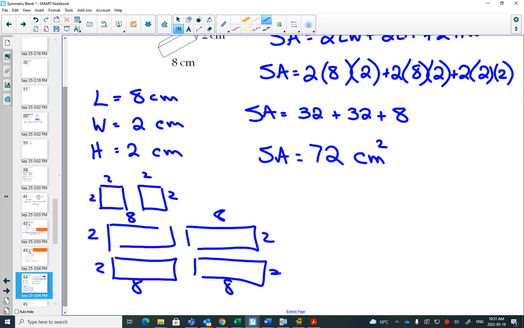If you think about the shape, you can open it up. And if you open it up, you could figure out the area of each. 2 times 2, this will be 16, 16, 16, 16. If you add up all of those areas, you also get 72 centimeters squared. And we don't need to use a formula. Formulas are nice because we can plug things in. But sometimes it's nice to be able to understand what's happening as well.